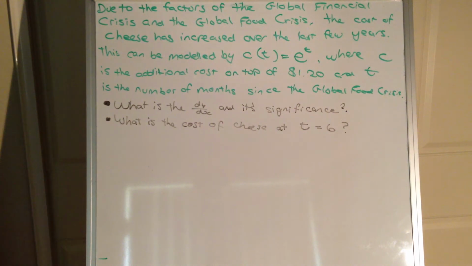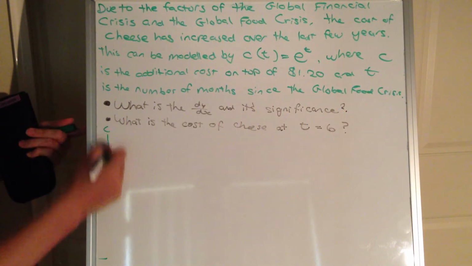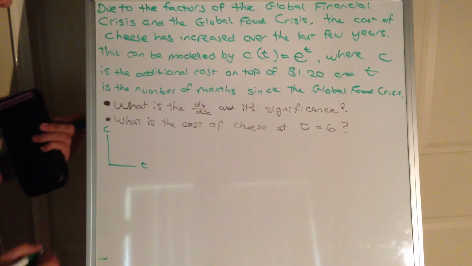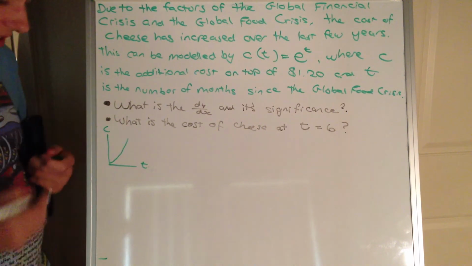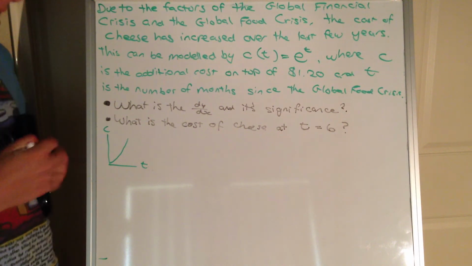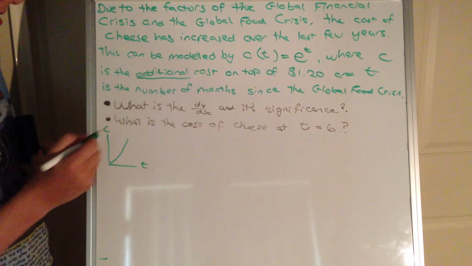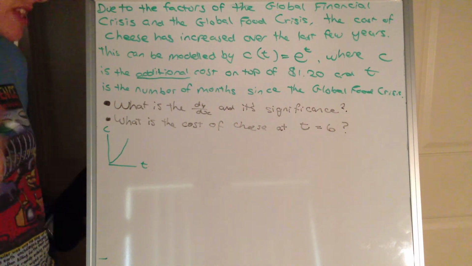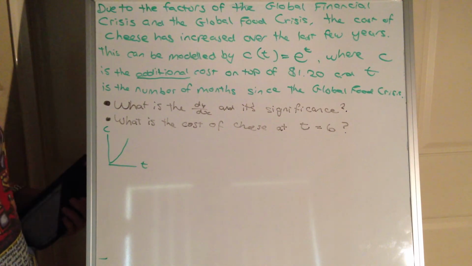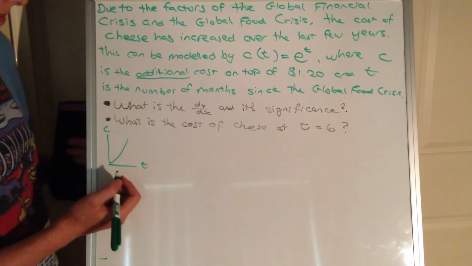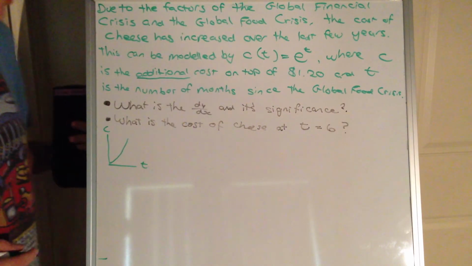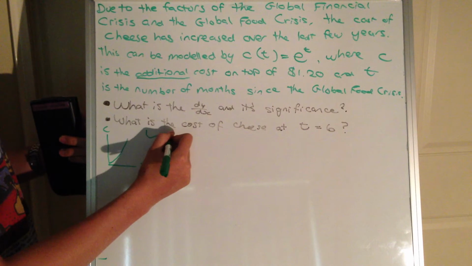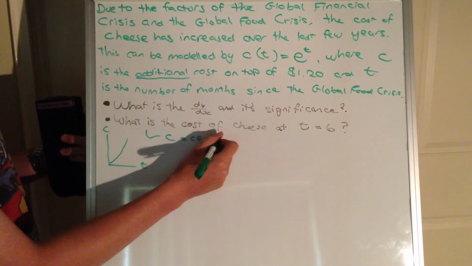So, what we do first is we just analyse the question and see, well, what are they asking us? And we can see that we've got a function of c against t, and it's an exponential function. It's e to the t, and we're able to see that c is the additional cost on top of $1.20, so that's going to be $1.20 plus the increase, and t is the number of months since the global food crisis. So let's assume, and I probably should have put this in the problem as well, but the value of C is going to be in cents as a unit there.